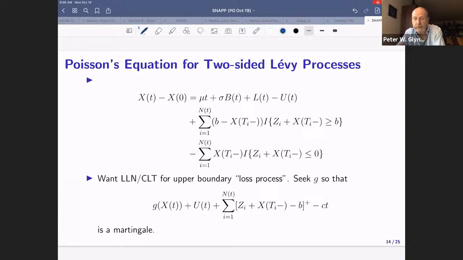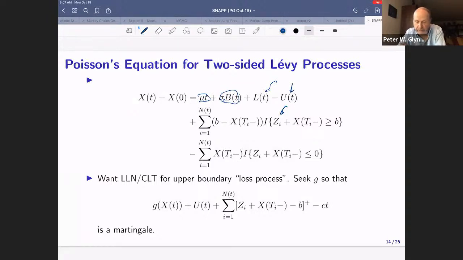Now there's a similar thing that you can do if you have more complicated processes than Brownian motion. If you have, for example, a two-sided Lévy process. A Lévy process is basically a Brownian motion plus a Poisson process that induces additional jumps given by the random variable Z_i coming in. So X(t) minus X(0) is equal to mu t. We have the standard Brownian motion term that we saw in the previous example. We have the pushing process at the origin, the pushing process at B.